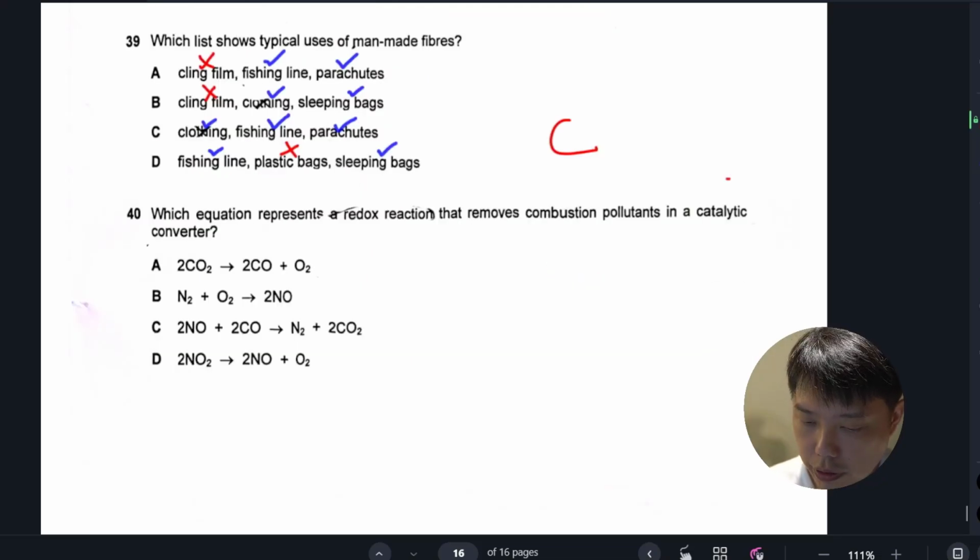Okay, so for question 40, which equation represents a redox reaction that removes combustion pollutants in the catalytic converter? This question you can solve by identifying the pollutants. Carbon monoxide and nitrogen monoxide are pollutants. So the only one that doesn't have a pollutant is option C.